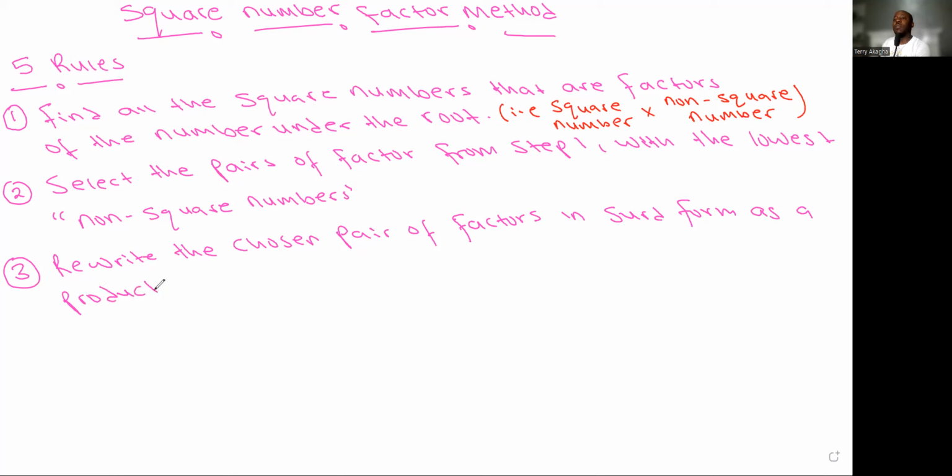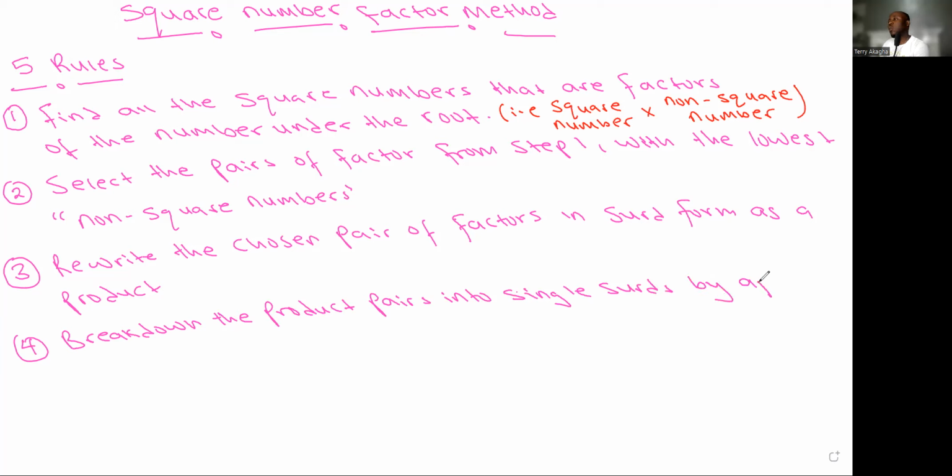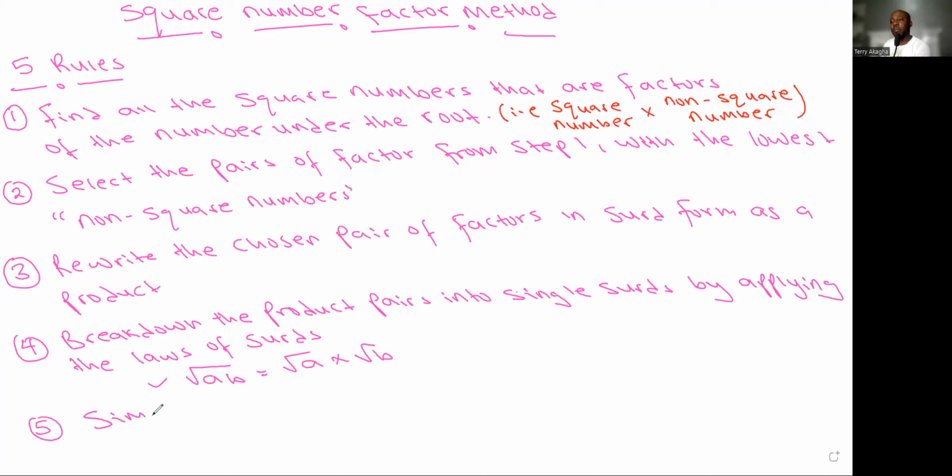Then when you're done with that, the next step is that you break down the product pairs into single surds by applying the laws of surds, where we talked about the square root of AB is equal to the square root of A times the square root of B. Then after you're done with that, number 5, you simplify.